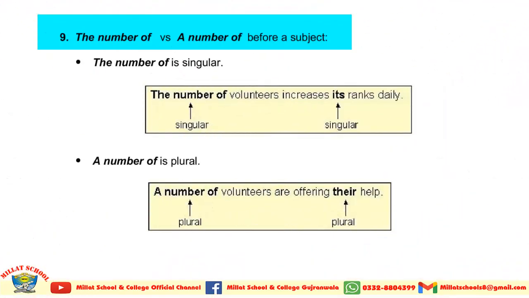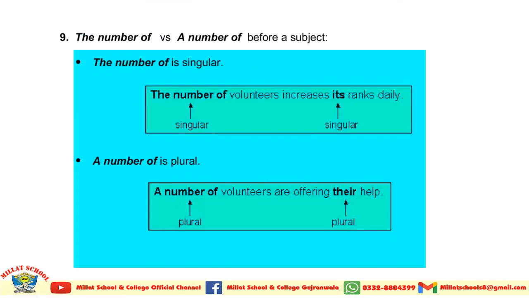Okay. Now I am coming towards the 9th subject-verb agreement clause: the number of versus a number of before a subject. If the number of is singular, then we will use a singular referent, and if a number of is plural, then we will use a plural referent. That is, it is based on the structure of the sentence, in which meaning the number of and a number of are used. If it is used in the singular meaning, you will use a singular referent with it, and if it is used with the plural meaning, you will use a plural referent with it.